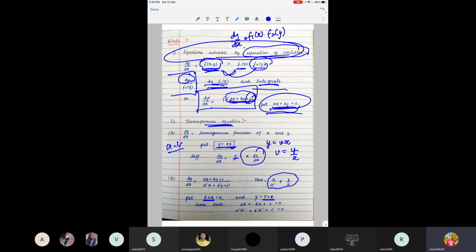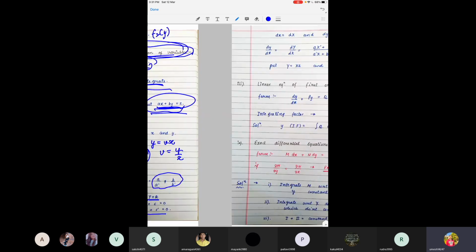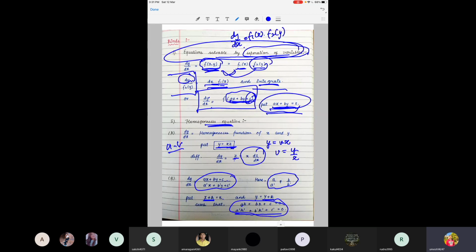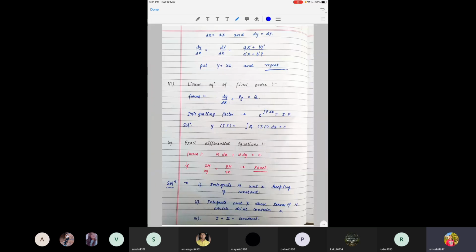Okay, and so the equation would be of the form ah plus bk plus c equals 0, and a dash h plus b dash k plus c dash equals 0. ठीक है, हम इससे h और k की वैल्यू निकालनी होती है, like from the system of linear equations जो हम 10th standard में पढ़ते हैं. So after that we'll be writing dx equals dx only and dy equals dy.